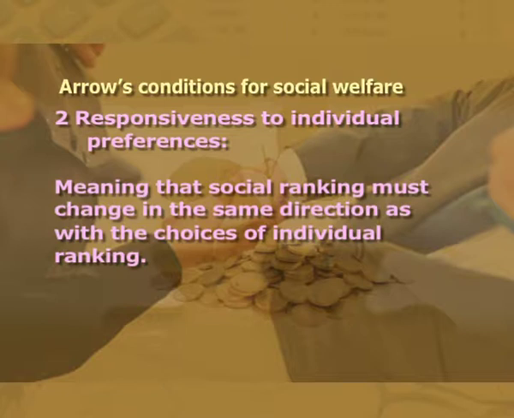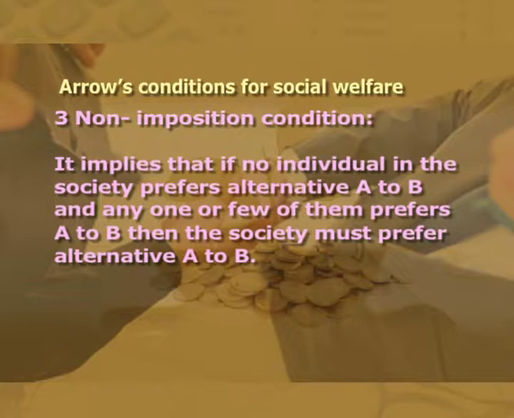Second condition is responsiveness to individual preferences, meaning that social ranking must change in the same direction as the choices of individual ranking. Third condition is the non-imposition condition. It implies that if no individual in the society prefers alternative B to A and any one or few of them prefers A to B, then the society must prefer alternative A to B.